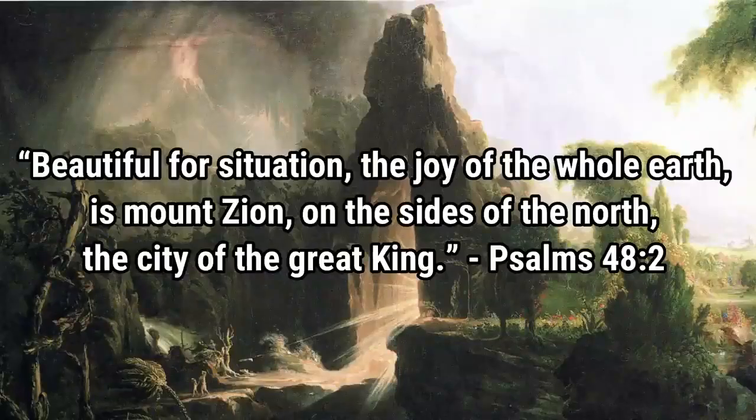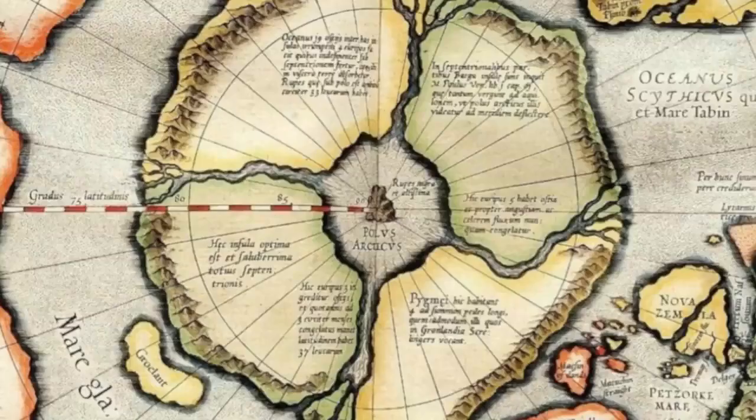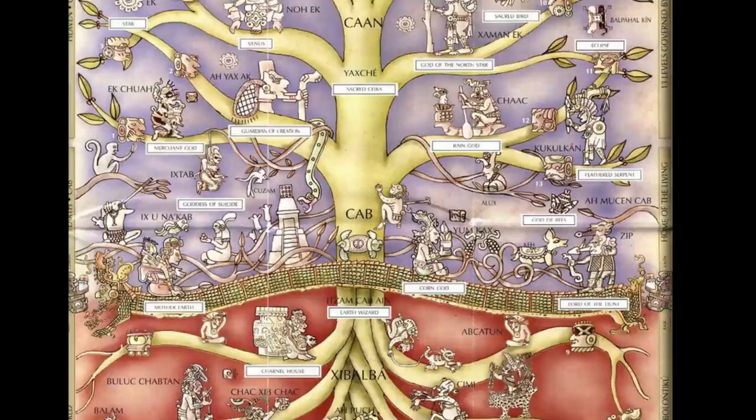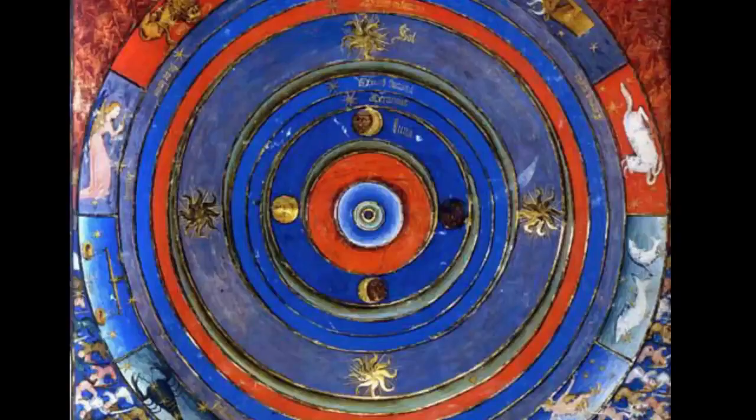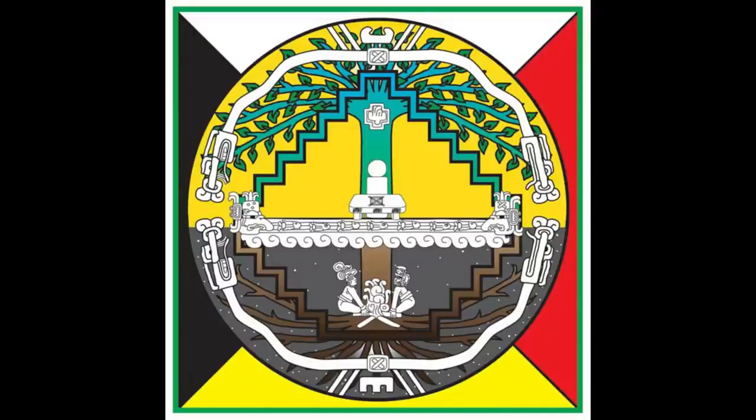Beautiful for situation, the joy of the whole earth, is Mount Zion, on the sides of the north, the city of the great king. It has many names: Mount Zion, Mount Meru, Sumeru, Rupes Nigra, the Axis Mundi, the cosmic axis, the world pillar, the world tree, the tree of life. The connection at the center of this plane, connecting the above and the below. The source of God, the source of magnetism.